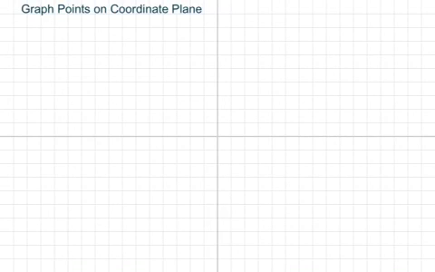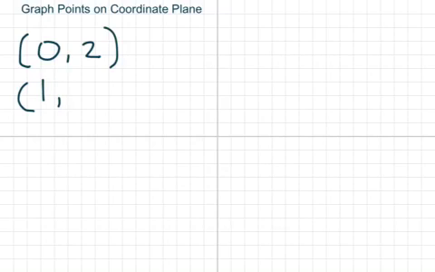In 5th grade, we asked students to graph points on a coordinate plane. They're going to need to know a couple of things to be able to do this successfully. The first thing would be being able to read something that we call ordered pairs. So you might recognize something like this. You get like a (0, 2), and you might have a (1, 4). So there's two ordered pairs right there.